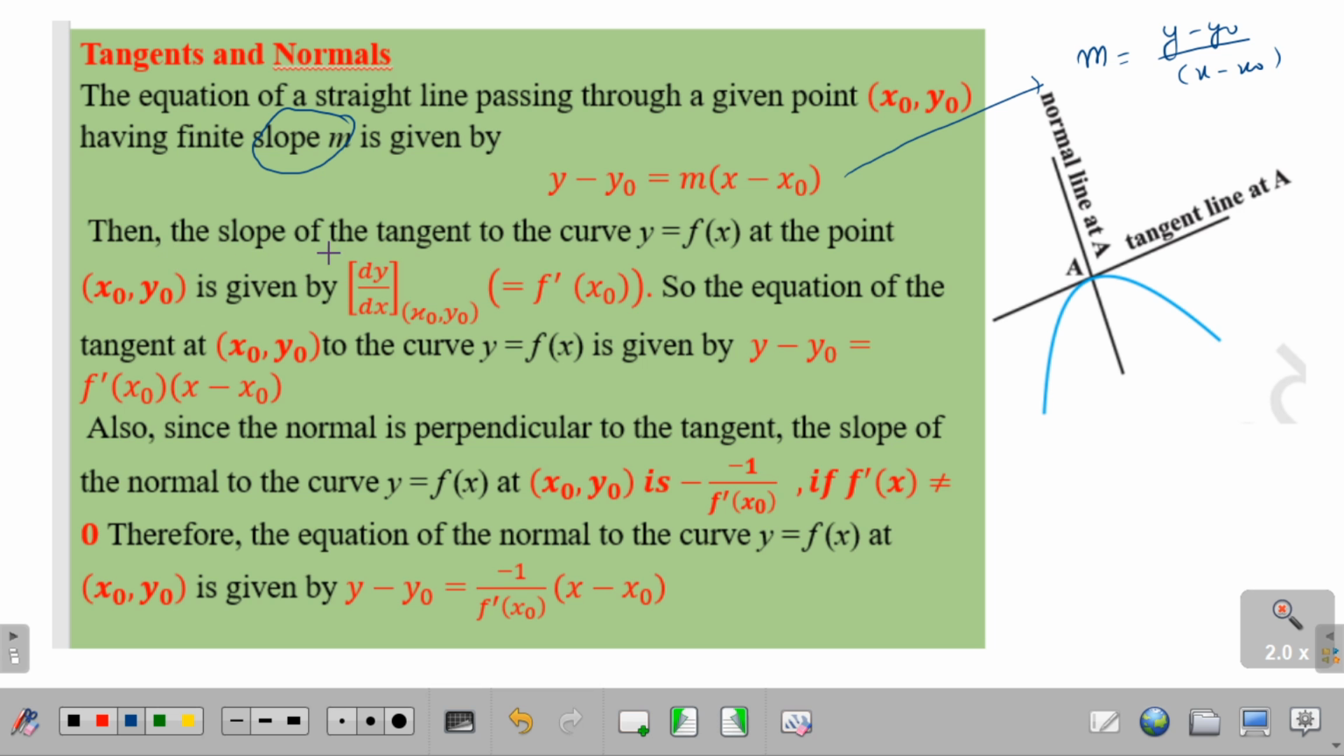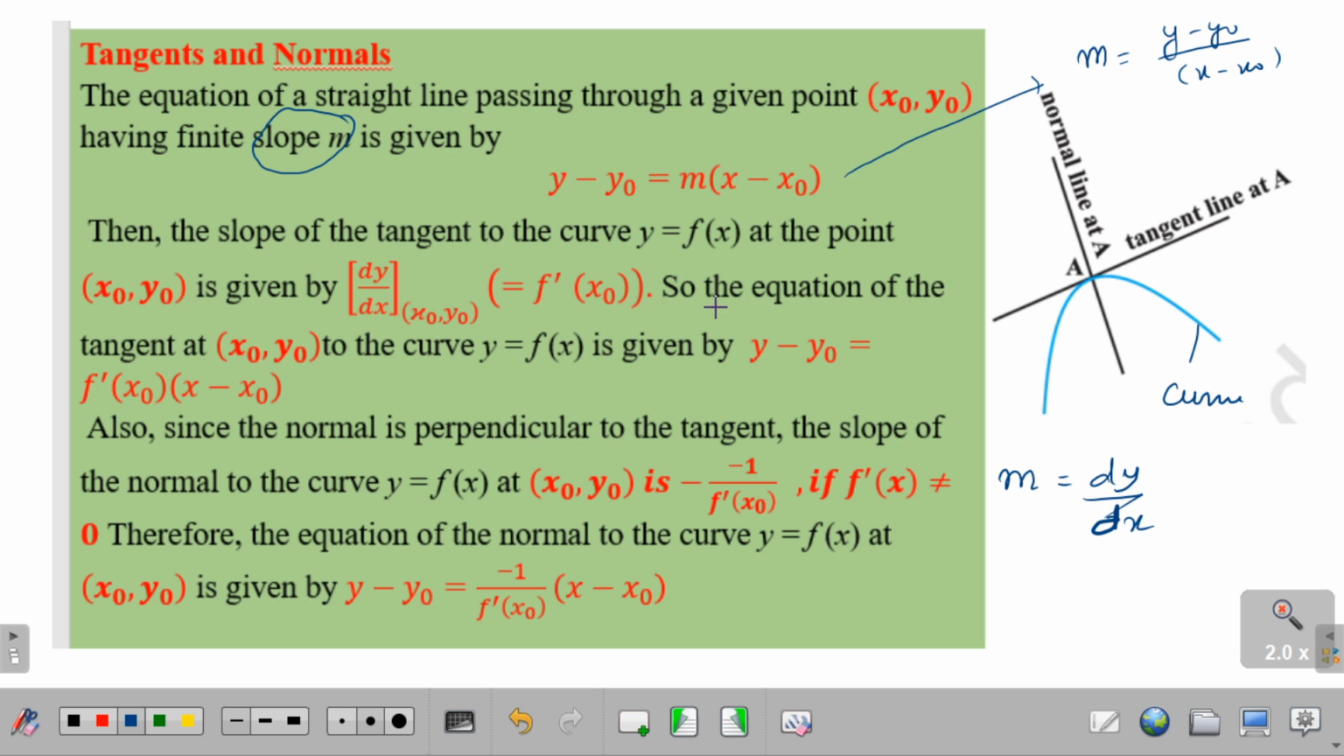Now the slope of the tangent. Remember, a tangent is a line passing through a point on the curve. This one is the curve, and the tangent is given by this. Also remember that m is nothing more than dy by dx, which is the slope of the tangent.